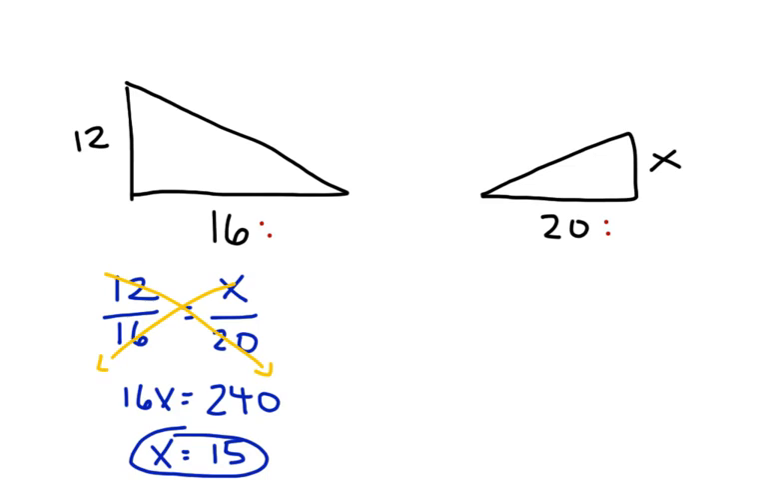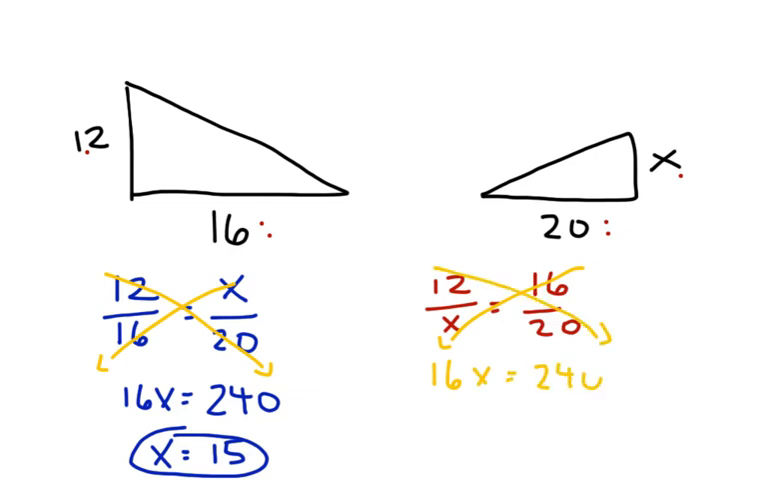If we want to say, well, this 12 is in the same spot as that x, so I want to set up 12 is to x as 16 is to 20. Well, let's see how that shakes out. When we go through and cross multiply, we're going to get 16x is 240, and what do you know, look at that, I still end up with that same answer of x equals 15.